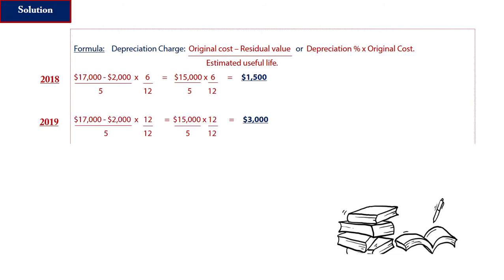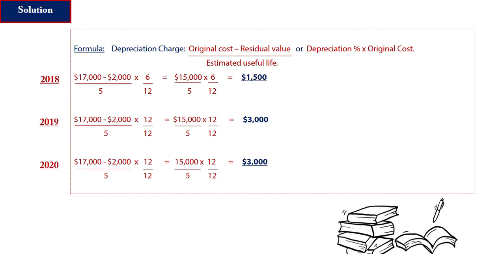So in the year 2019, the asset stays with the business for the full 12 months. So it's just the 17,000 minus the 2,000 divided by 5, times 12 over 12. So 15,000 divided by 5 is 3,000. So the depreciation charge for 2019 is $3,000.